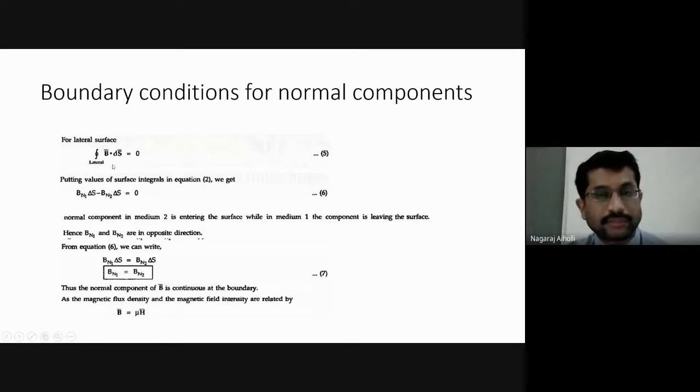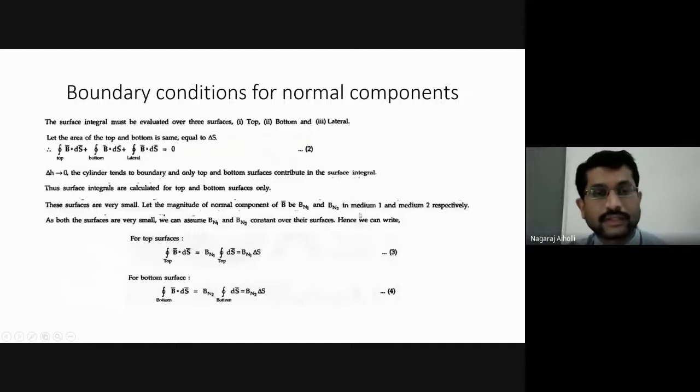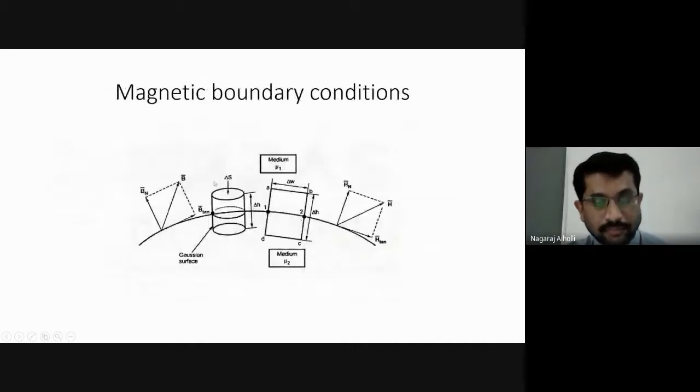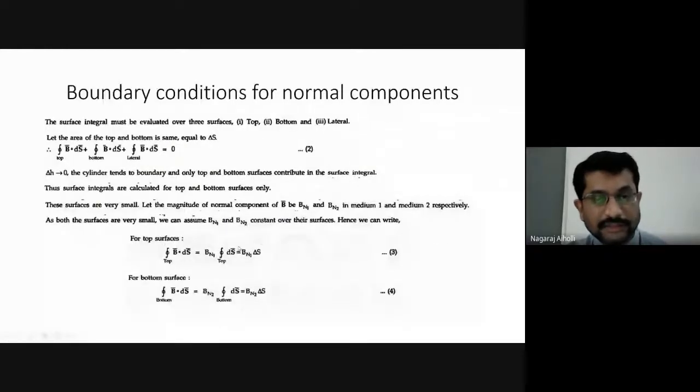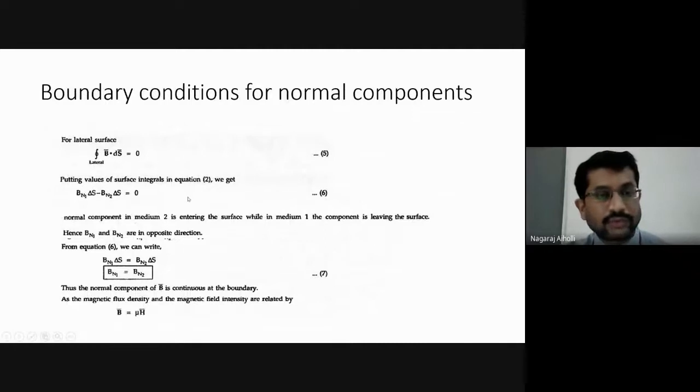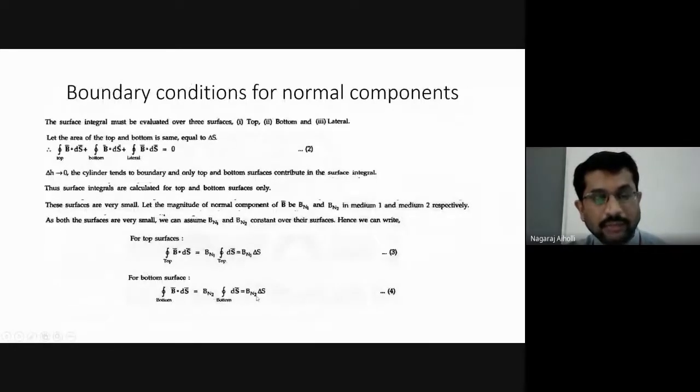Now if we substitute equations 3, 4 and 5 in equation 2, this is the main basic equation, that is the top integral, bottom integral and lateral integral, then we'll get the top integral Bn1 delta S, then the bottom integral Bn2 delta S. But note that Bn1 is taken from one direction and Bn2 in the other direction. Therefore, those two will be opposite. That is, we'll be getting Bn1 delta S minus Bn2 delta S.